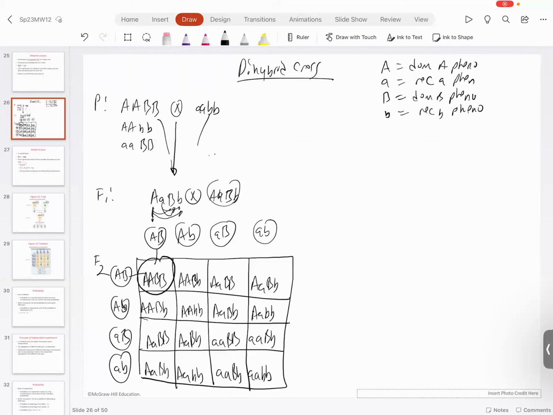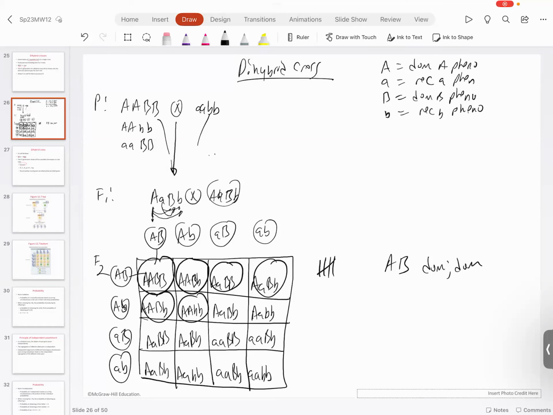Dominant for both genes, right? Double dominant. So this is going to be a dominant. I have one of those. Okay, how about this one right here? Still double dominant, right? How about this one right here? Still going, right? How about this one right here? Another one, right? How about this one right here? Still there, getting bored, right? How about this one right here?